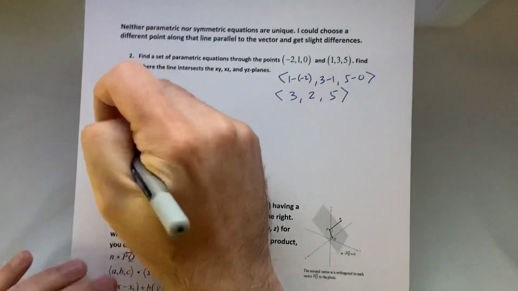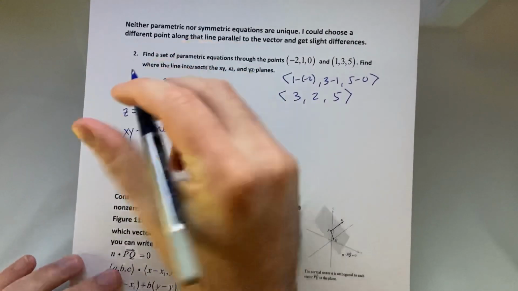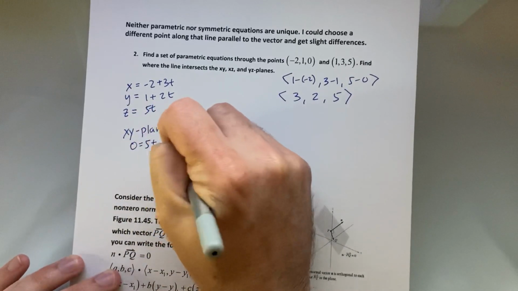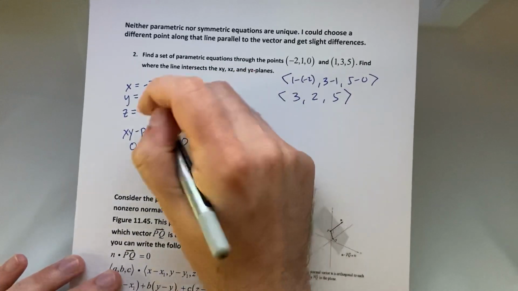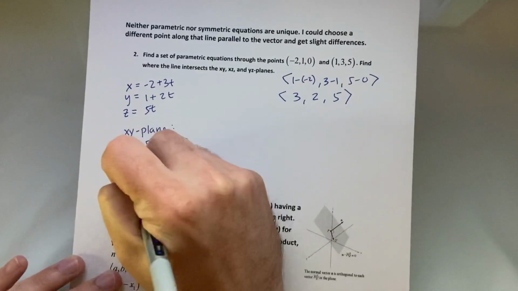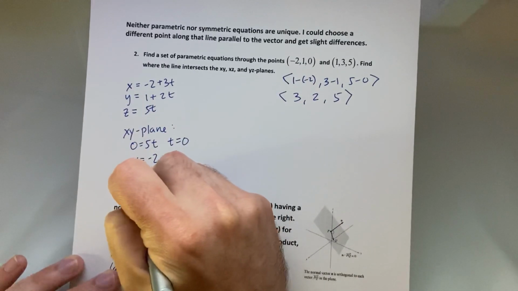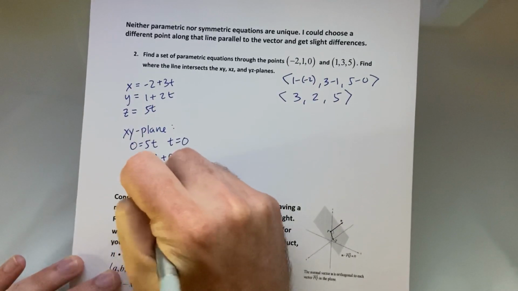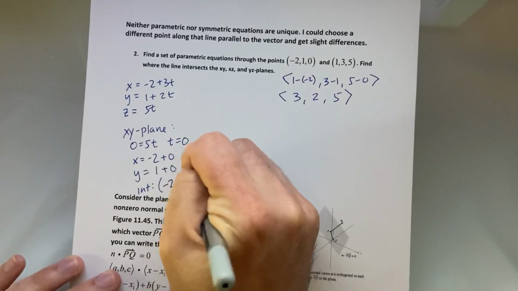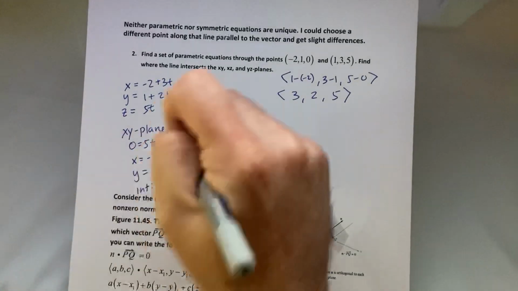So for the xy plane, we set z equal to 0. If z equals 0, then 0 equals 5t, which means t equals 0, and I can take that 0 and plug it into the other two. So x equals negative 2 plus 0, y is 1 plus 0. So that means it intersects at the point x is negative 2, y is 1, and of course z is 0 because it's the xy plane. We can do the same thing for the other two planes.